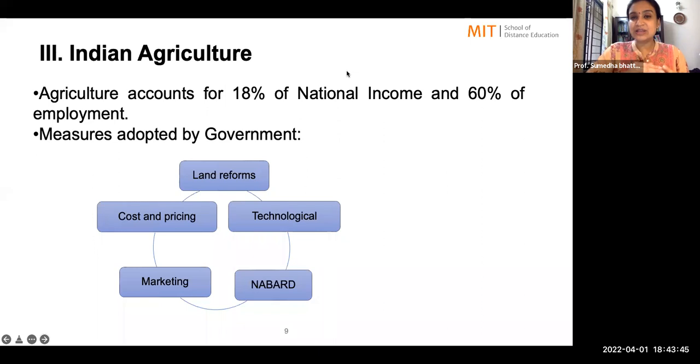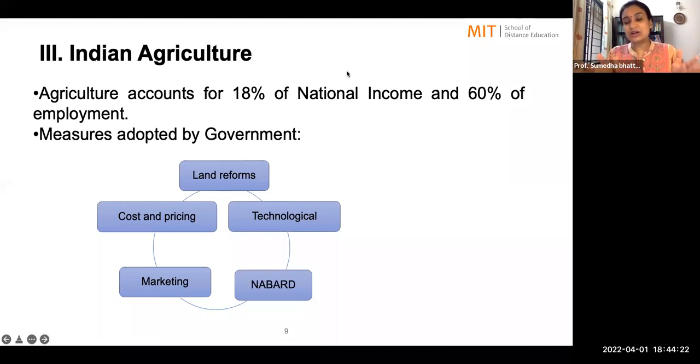Land ceiling means an upper limit of the land was fixed that could be owned by an individual. Any amount of land in excess of that ceiling was then taken away by the government, and then it was redistributed amongst the landless farmers. This was the land ceiling that was passed. Second was land consolidation. That means there could be farmers who have different plots of land spread across the village.